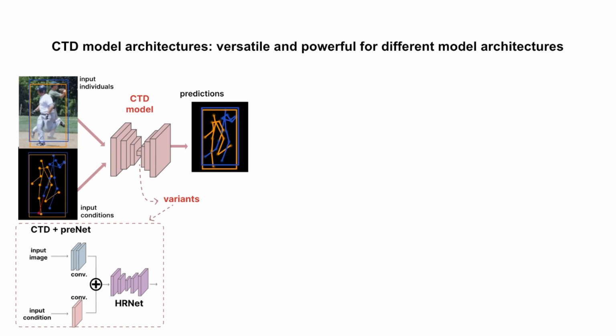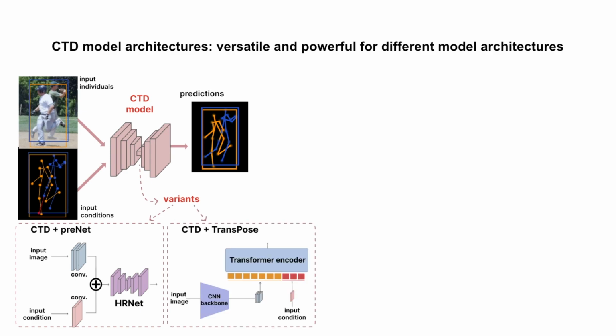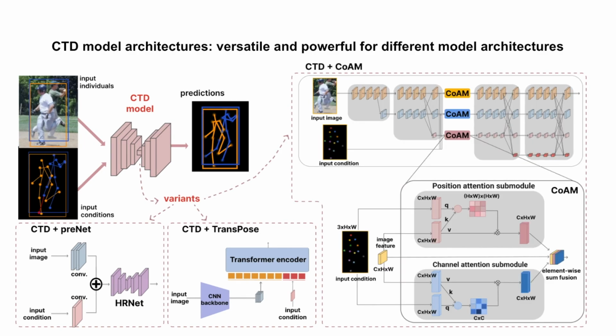CTD with PRE-net. Given an input pair containing the image and input condition, we feed them in parallel to the convolutional layers to extract features. Then we feed the fused feature to a vanilla HRNet. We also modified TransPose to leverage the conditions as side information by concatenating condition-specific tokens to the transformer input sequence. Furthermore, we added an attention mechanism to a TD model to learn a better representation and leverage the information from the conditional input.